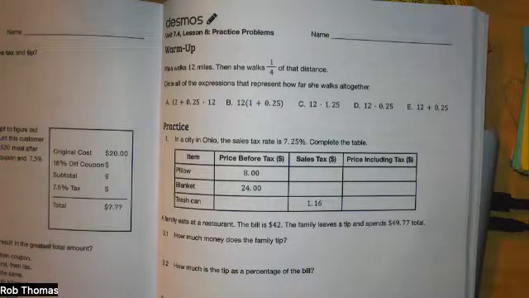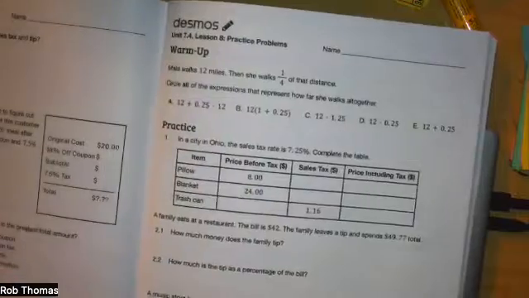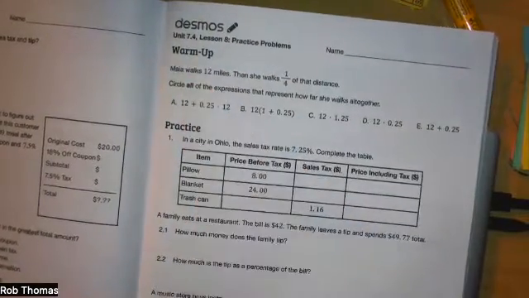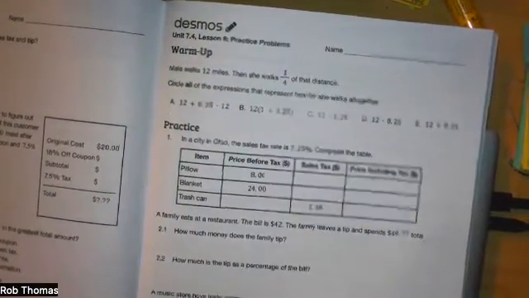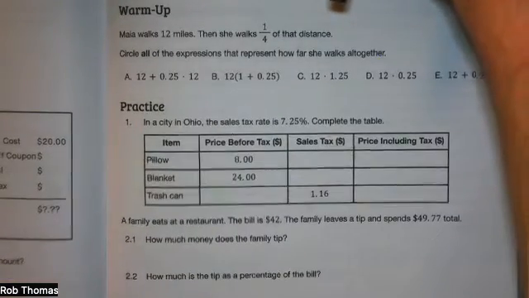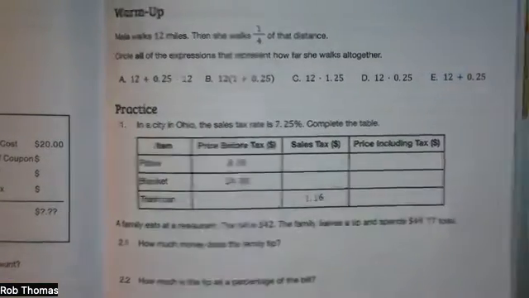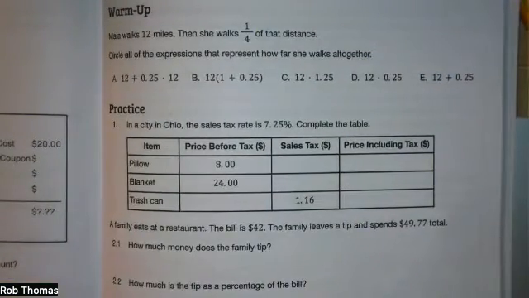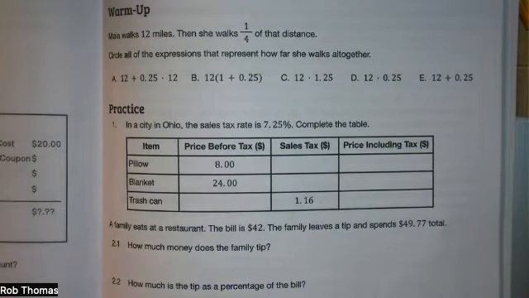Okay, let's do the lesson 8 practice problems for 7.4. And we'll start with the warm-up here. It says, Maya walks 12 miles. Then she walks an additional 1/4 of that distance. And we circle all the expressions that represent how far she walks altogether.